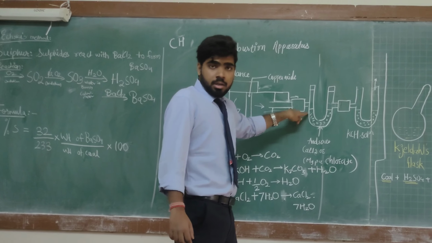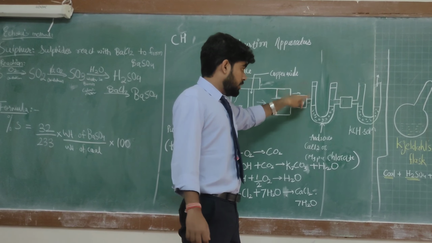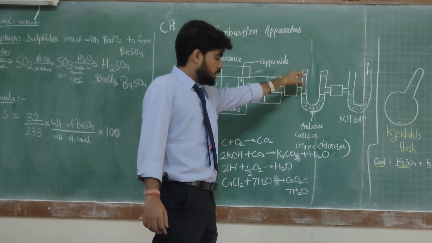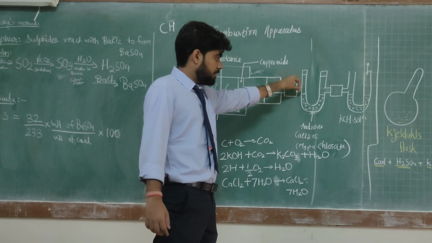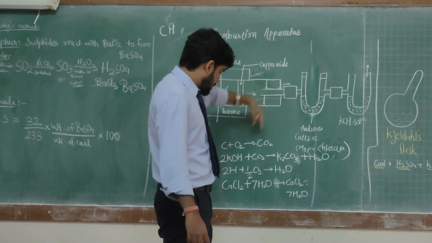This U tube has a known quantity of CaCl2 or magnesium perchlorate. When the gases are passed through this tube, the water vapor which is formed when there was a combustion of the coal will be absorbed into this. The water will react with the CaCl2, and the mass of that hydrogen that was released from here will get settled in this tube now.